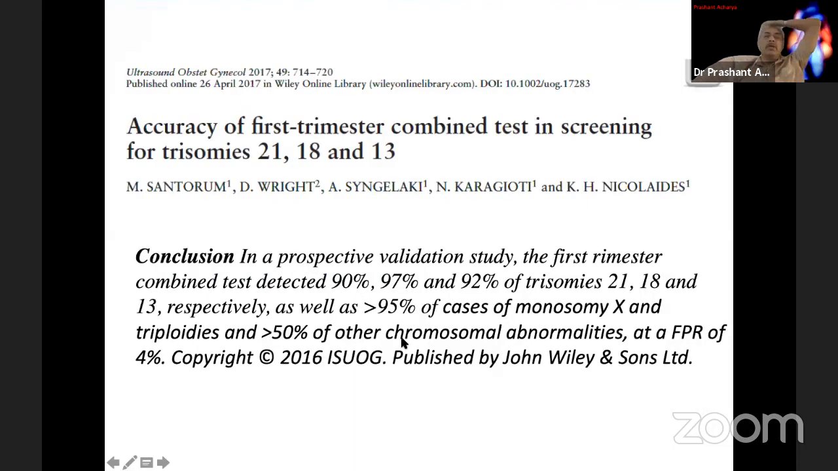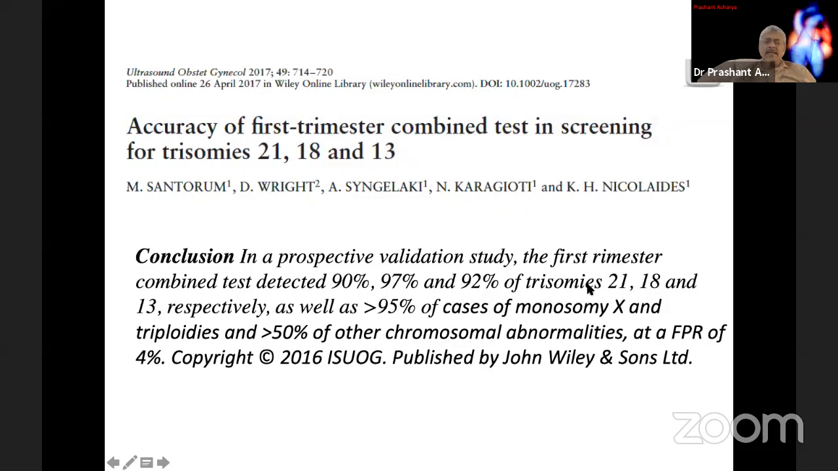Accuracy of first trimester screening for 21, 18, and 13. This is 2017 data from Kypros, that they have evaluated more than 100,000, and what they could find out is that the combined test will give you 90% for trisomy 21.